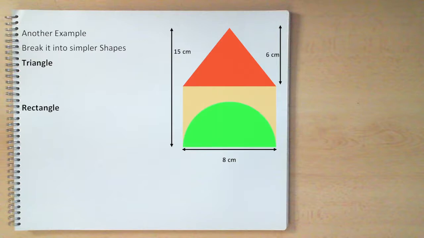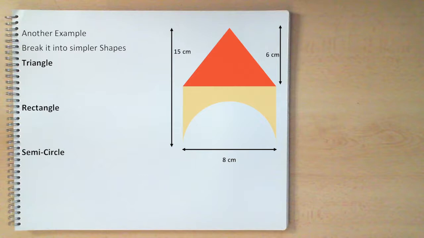So this is slightly different to the previous problem in that we've not got to add all of these together, but we've got to add together the triangle and the rectangle areas and then subtract the area of the semicircle. So the first task we have to do is to work out the areas of each of those three parts. Let's start with the triangle.